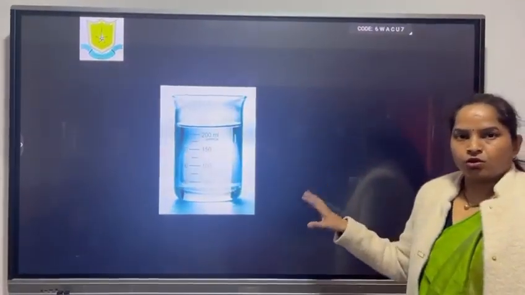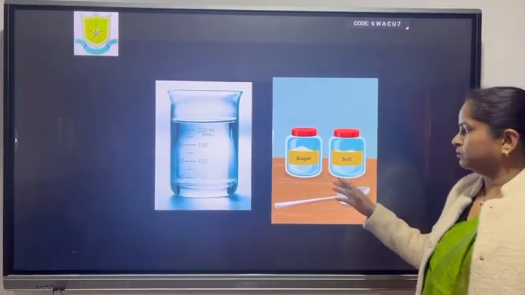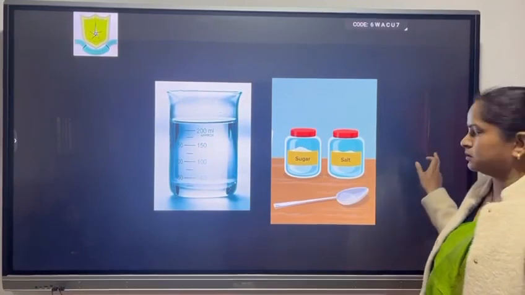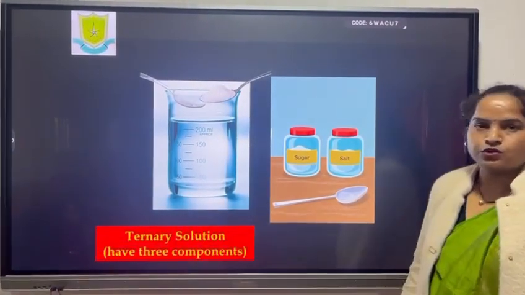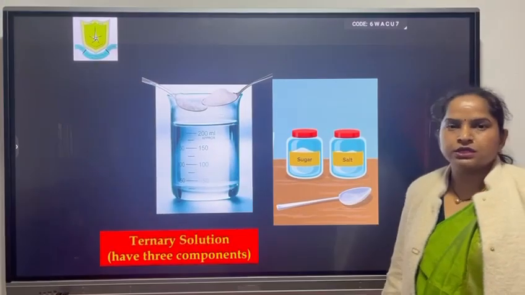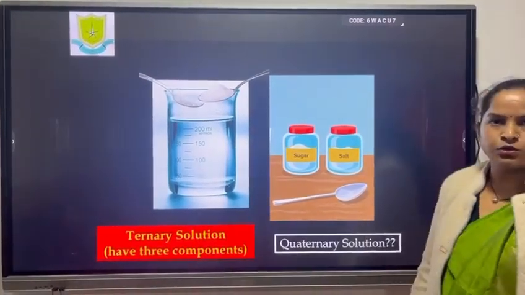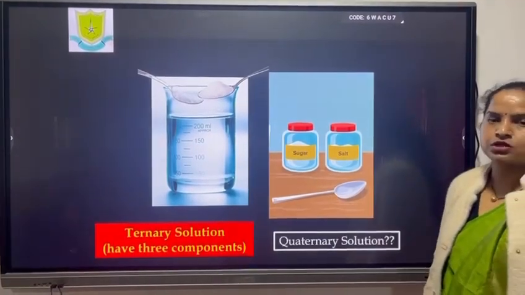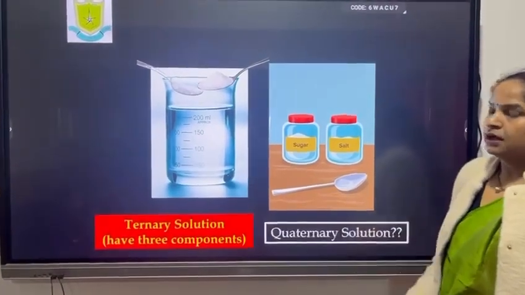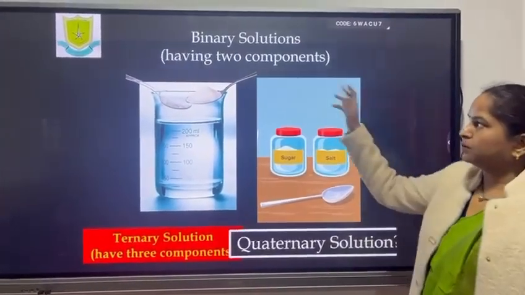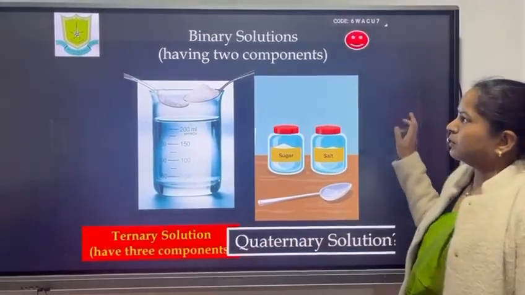If we take a solvent and add two solutes to it, one sugar and the other salt, and we add both of these to the solvent, then this type of solution is called a ternary solution because it has three components. Now we understand what quaternary solutions are. The solutions which contain four components are called quaternary solutions. Luckily, in our syllabus, we just have to read binary solutions.